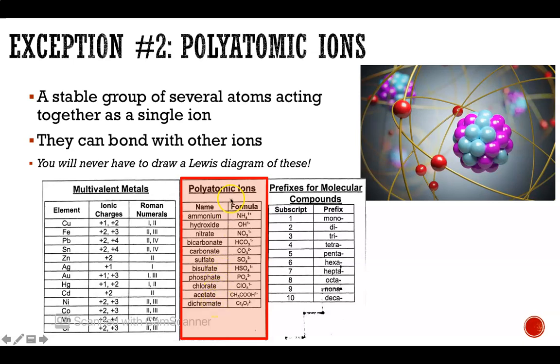You'll notice the names of them are a little bit weird. So let's look at how we write the formula and the names for these. Also, just a note, you'll never have to draw a Lewis diagram of these. They're kind of tricky, kind of weird, so just know going forward that that's not something we have to do.